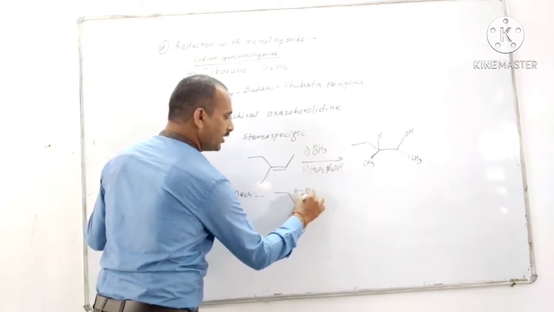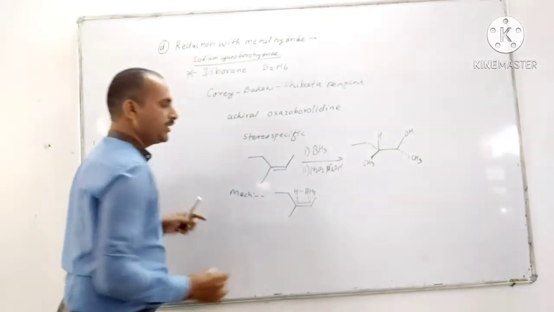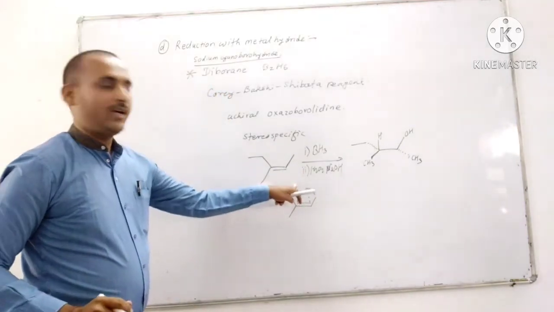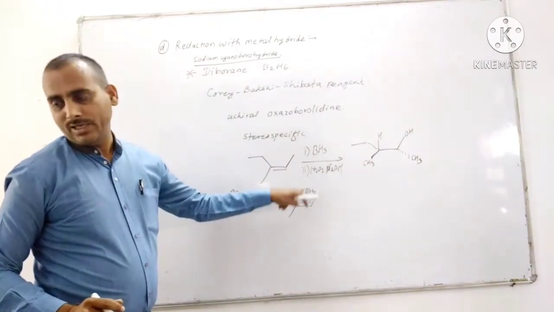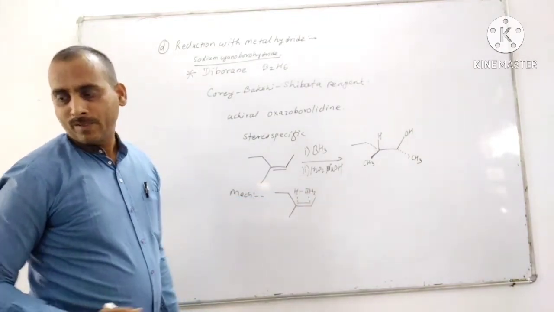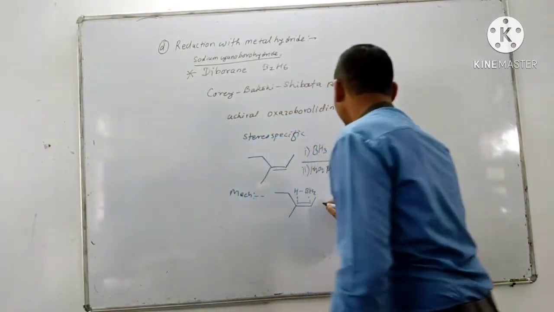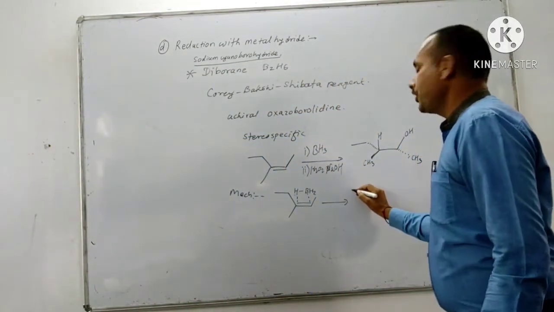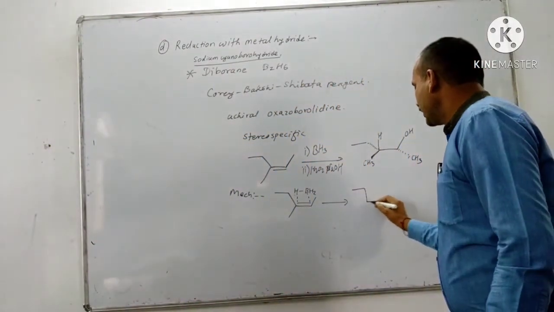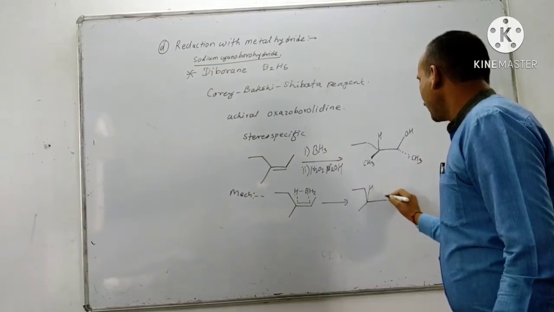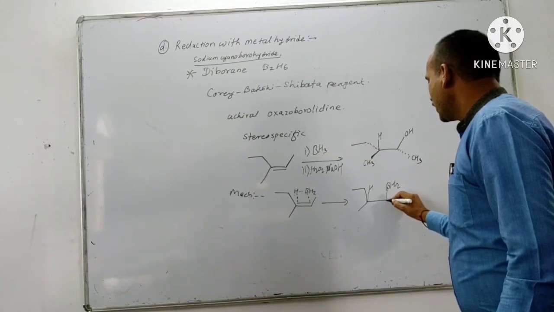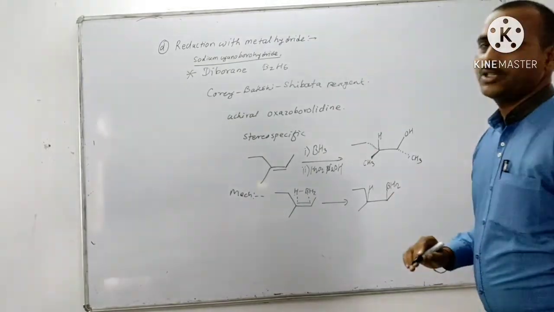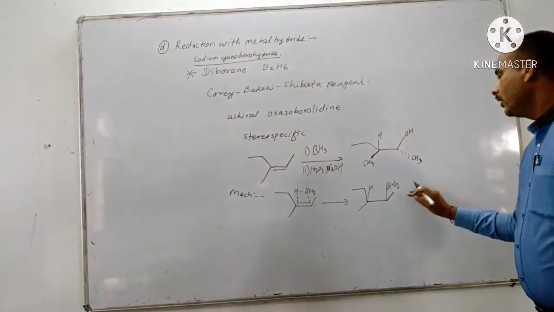BH2. So across the double bond addition of boron takes place. So hydride attacks the carbon with less number of hydrogens and boron attacks on this. So there is formation of H, BH2, CH3. So this product is obtained.